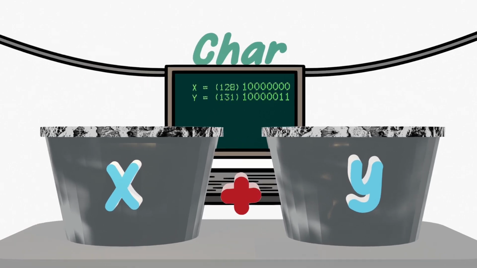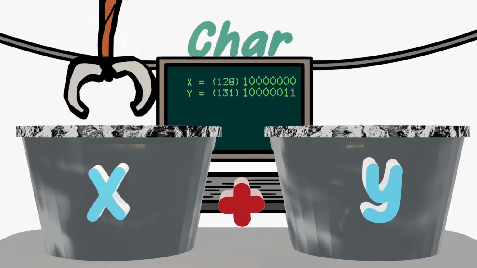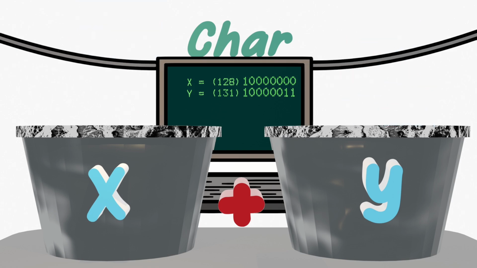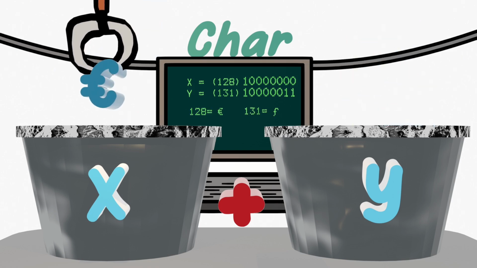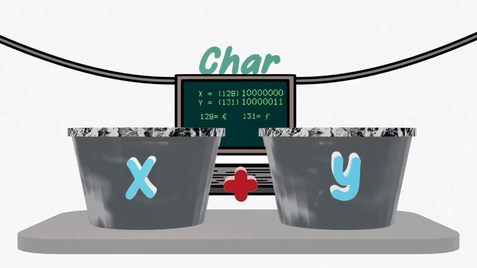I would like to clarify one thing though. It's the extended ASCII that we are using right now. So 0 to 127 is the same on most computers, but for me, in this case, 128 is a euro symbol and 131 is a function symbol. That might not be the case for every computer.